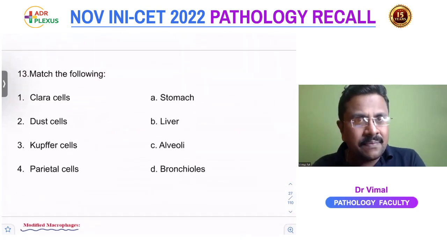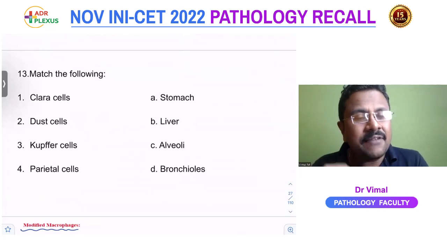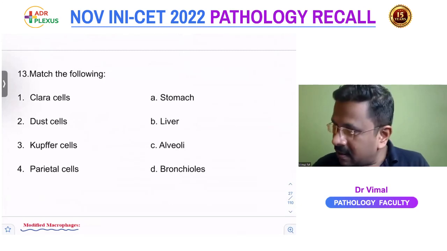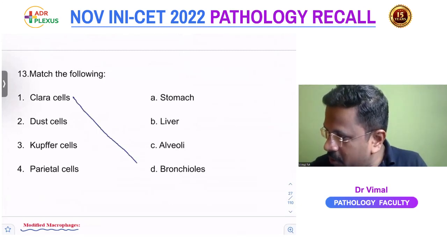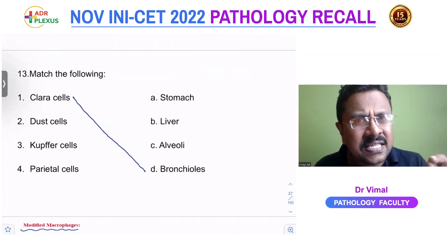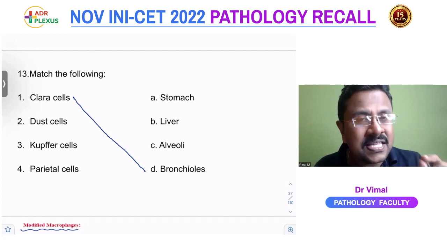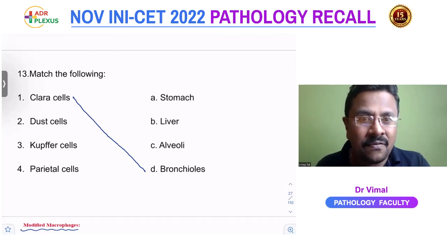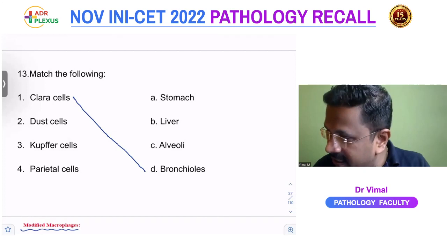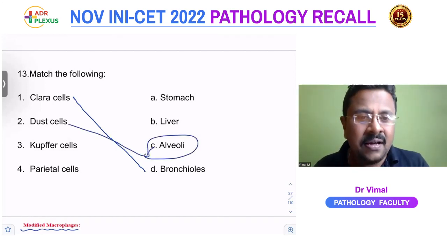The next question is a match the following. They have given the types of cells and asked their location. So where are these Clara cells located? Clara cells are located in the bronchioles. And dust cells, what are dust cells? Dust cells are nothing but the alveolar macrophages, and they are located in the alveoli of the lung.